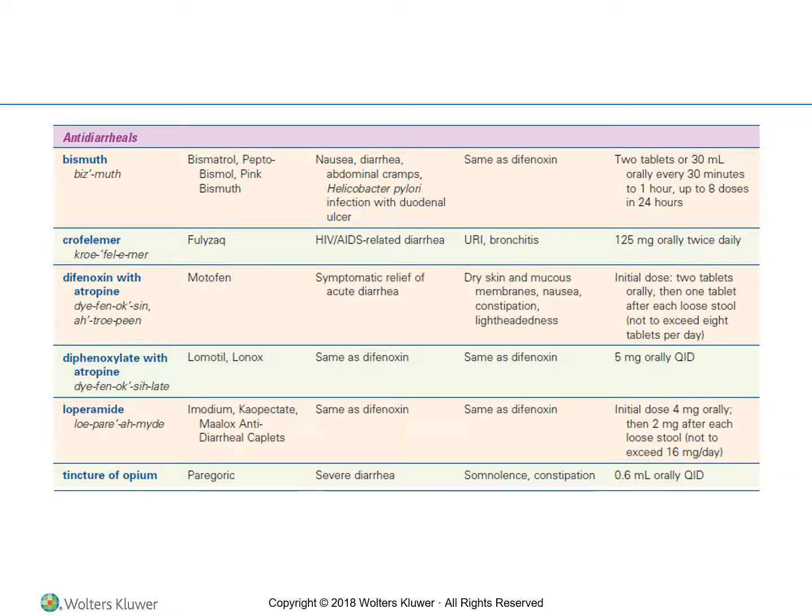Loperamide, you definitely want to cue in on that. That is the kind of gold standard antidiarrheal. You will see that in practice. It's in things like Imodium, Kaopectate, Maalox, antidiarrheal, all of those things contain loperamide. Lastly, you'll see that tincture of opium can be used for severe diarrhea. So that is kind of the granddaddy of opioids being used for its essentially side effect of creating constipation.